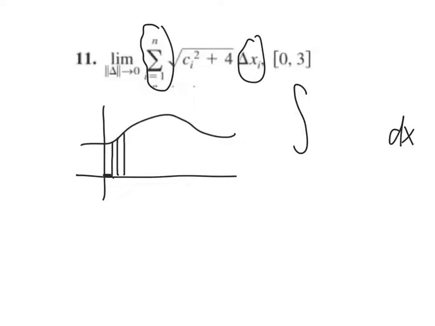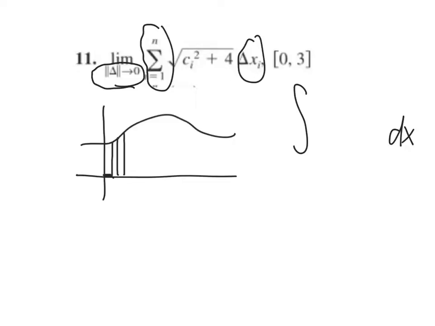But if we create more and more rectangles, so their width or their delta x becomes smaller and smaller, in other words, that delta x heads towards 0, we're going to get closer and closer to the true area under the curve, or area between curve and x-axis.